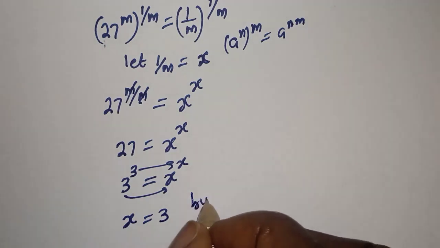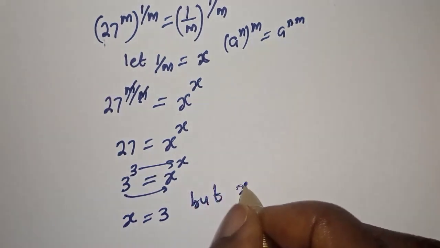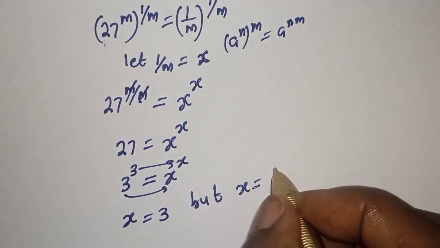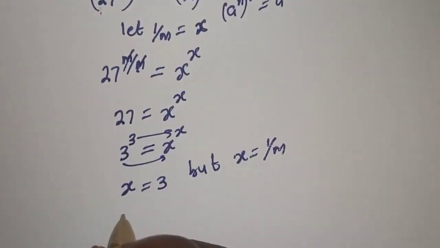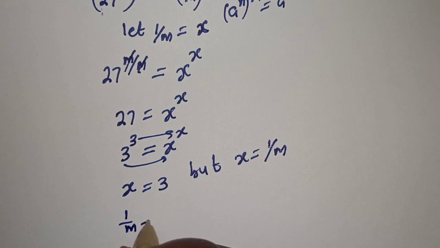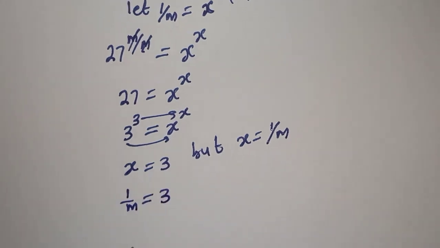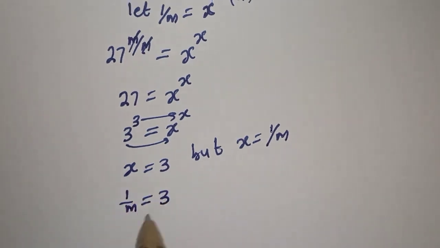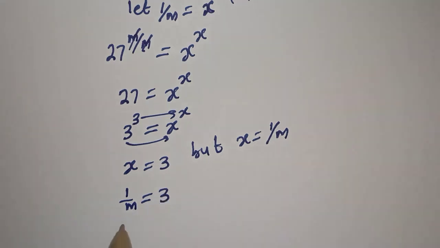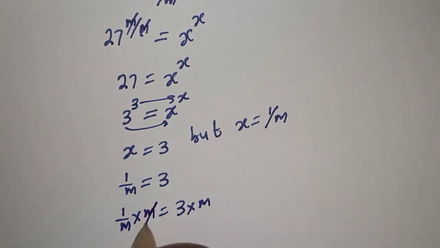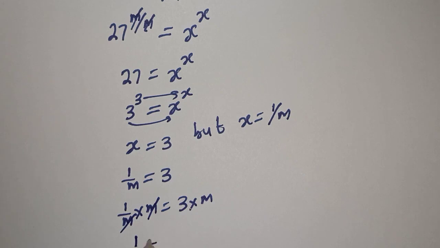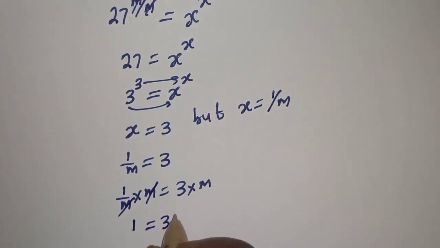But s is equal to 1 over m. Then 1 over m is equal to 3. We are looking for the value of m. Let's multiply both sides of this equation by m. 1 over m multiplied by m is equal to 3 multiplied by m. This will cancel this. 1 is equal to 3m.